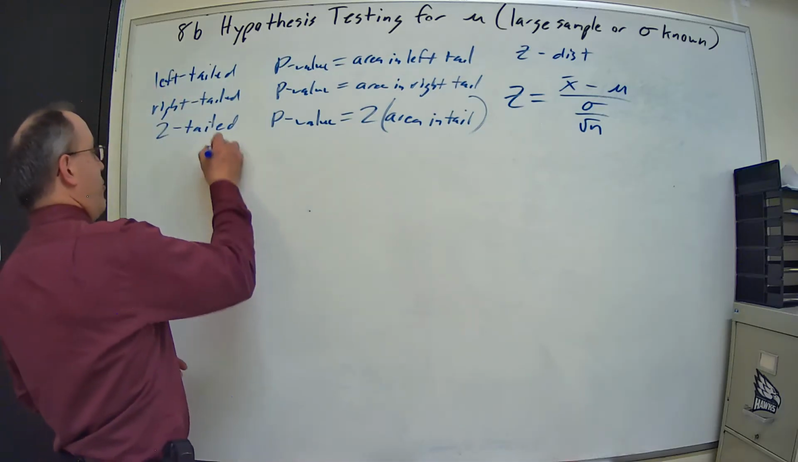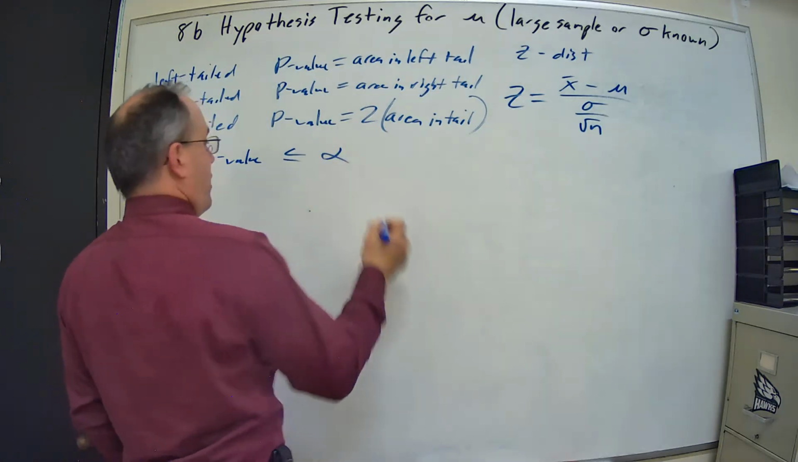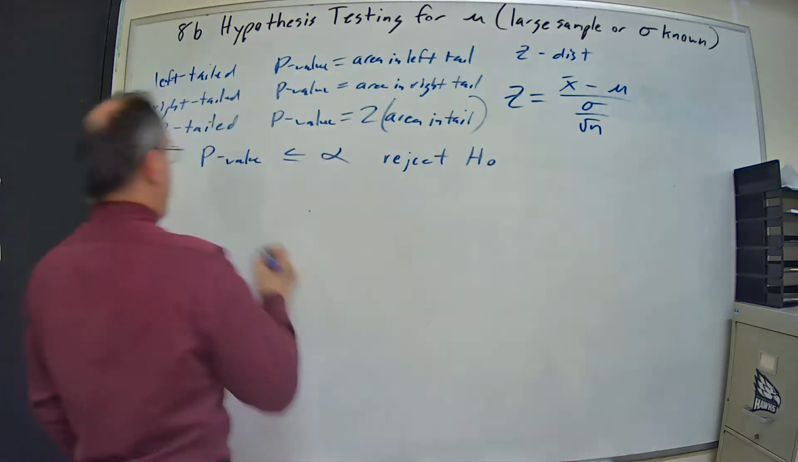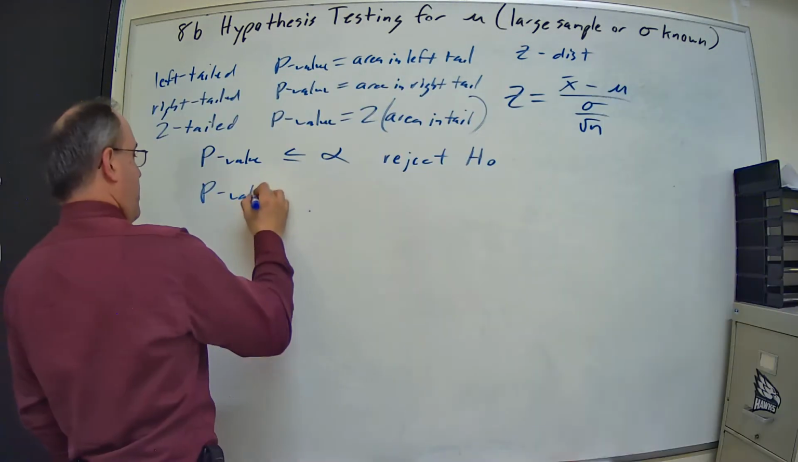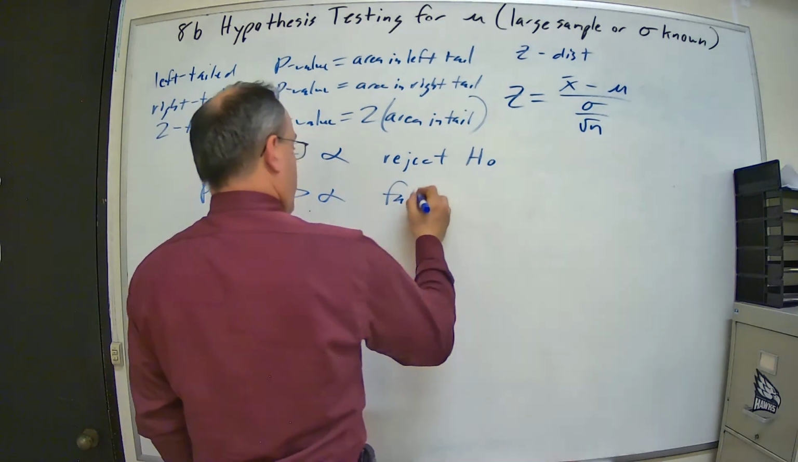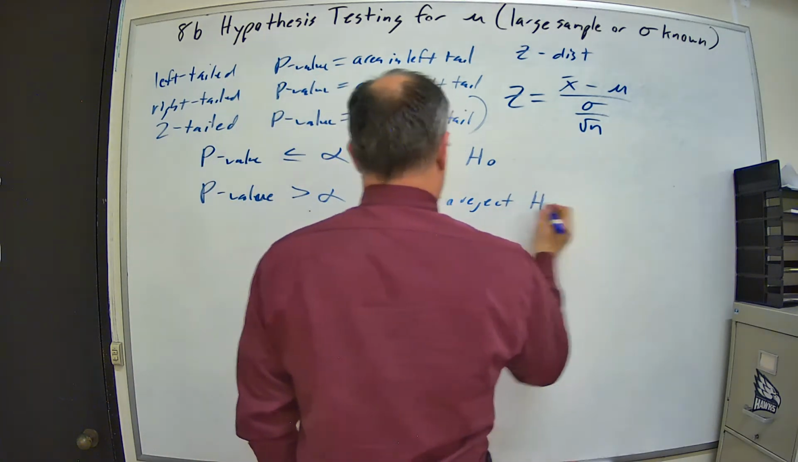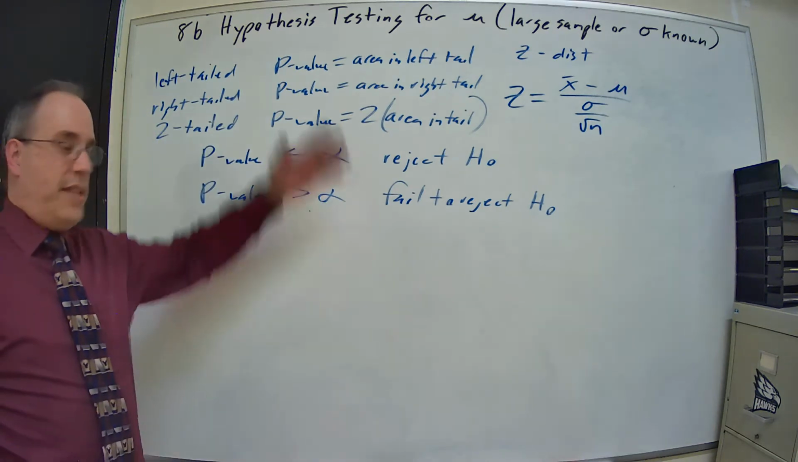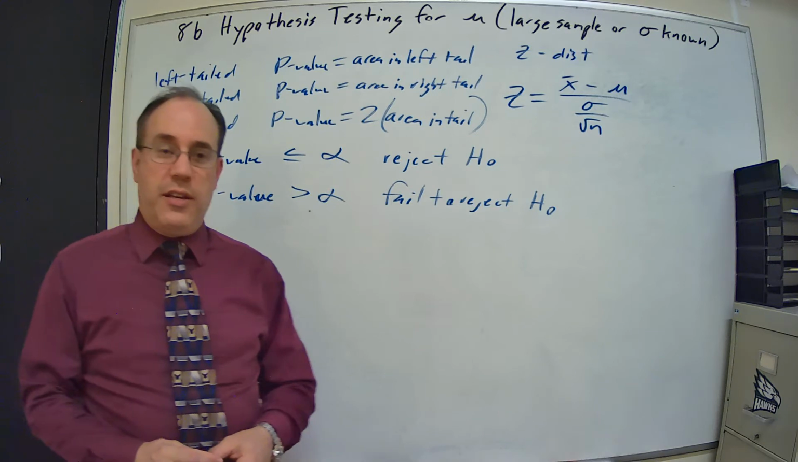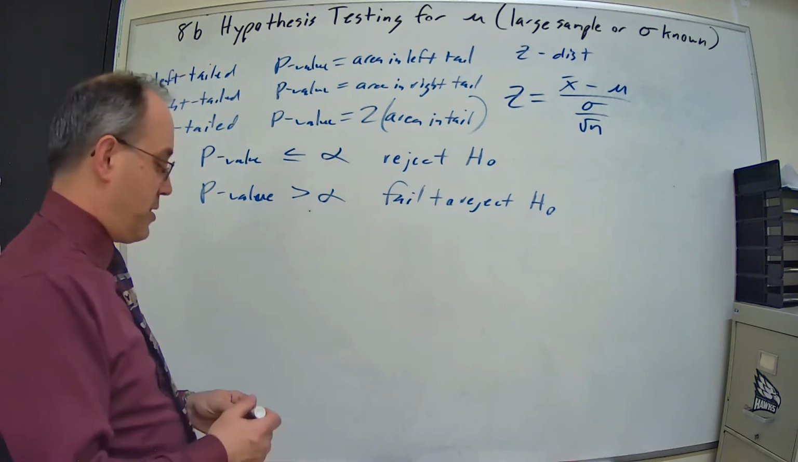If the p-value is less than or equal to alpha, we reject the null hypothesis. And if the p-value is greater than alpha, we fail to reject the null hypothesis. So that's a quick summary of some of the things we stated in the previous introduction to hypothesis testing. So let's take a quick example of this.